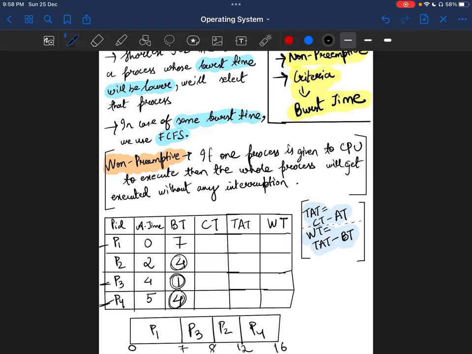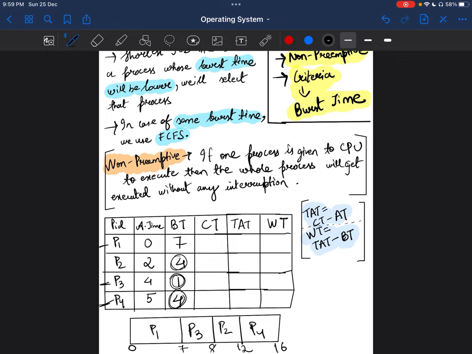P1 was given up to 7, P3 was given up to 8, after one burst time. So that's all right. That's how the Gantt chart will look. And we can easily calculate the completion time, sorry, I wrongly told completion time.